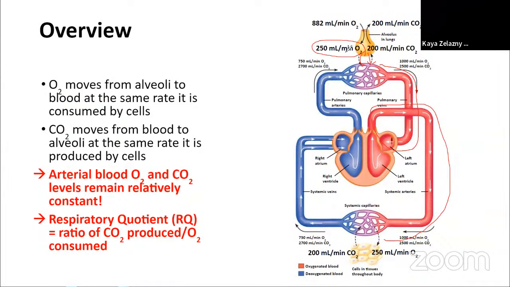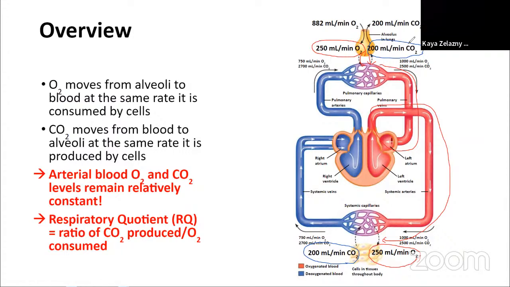So we can see we had 250 milliliters per minute of oxygen going into the blood, and it's replacing that 250 milliliters of oxygen that is being used by our tissue. And the reverse is happening for the CO2. So if we're producing 200 milliliters of CO2 per minute, we're going to be breathing off 200 milliliters of CO2 per minute. This is because we want to keep the carbon dioxide and the oxygen content of our blood in the arteries the same, so that our tissues are getting the same amount of oxygen and removing the same amount of waste product as we need.